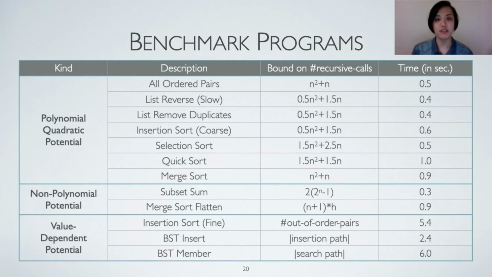As the table shows, the resource bound can be polynomial, non-polynomial, or value-dependent. Our prototype implementation is reasonably efficient, and no other automated resource analysis system can verify all of our benchmarks. Details of the benchmark programs can be found in our paper and the technical report.